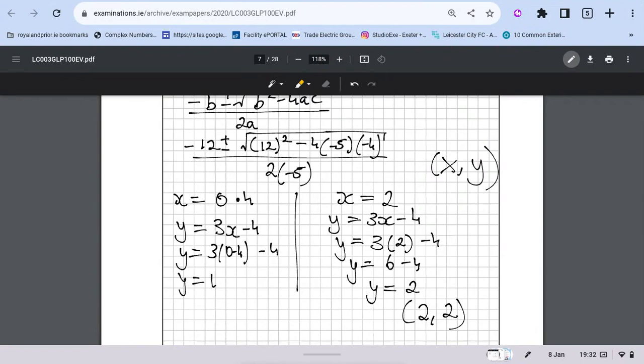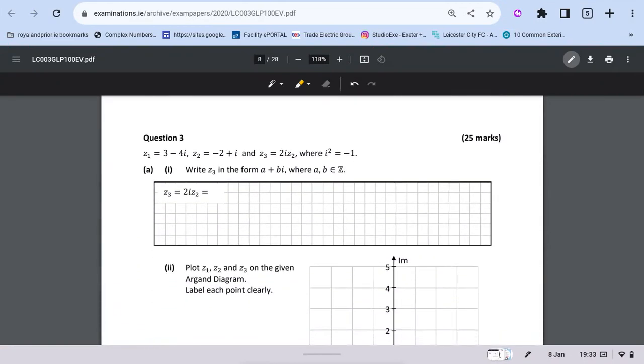(1.2) minus 4, what's that? Minus 2.8. So once again, just writing it as your point. Don't be panicking if you forget to do that.